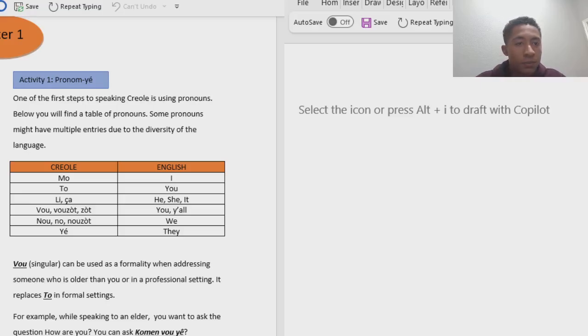Now, on the right side, we'll basically be going through all of this, either the worksheet or any questions that you have. So let's start off with, as in the earlier video, I showed you the pronouns. So on the left, you have in Creole, mo, which is I in English, to, which is you, li, sa. So li is actually used for he and she, and sa is mostly used for it.